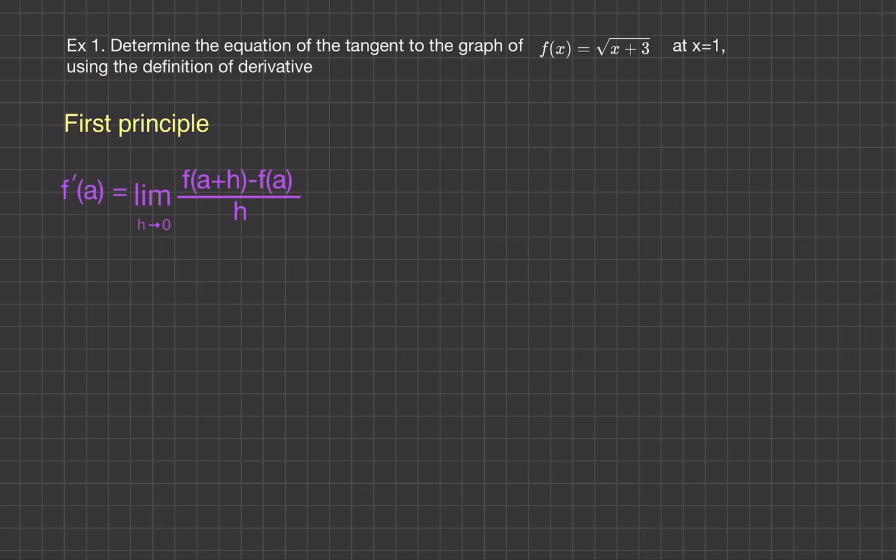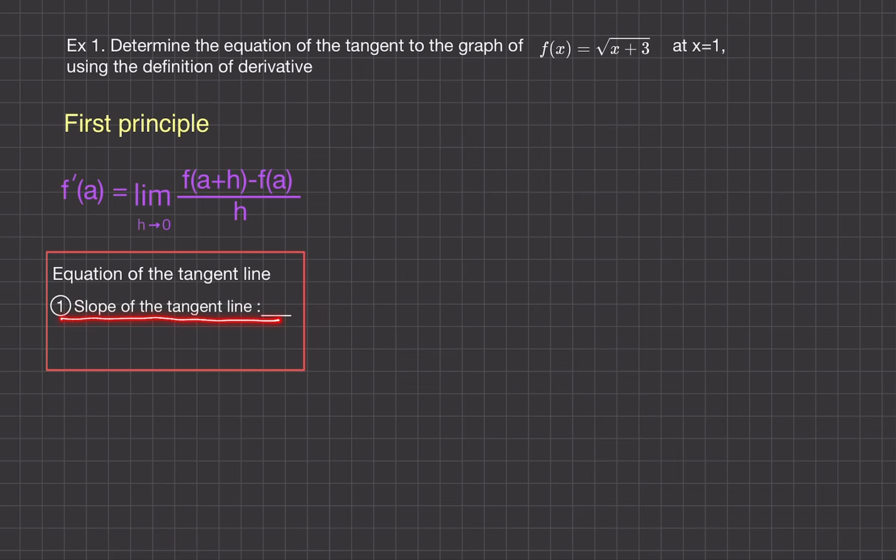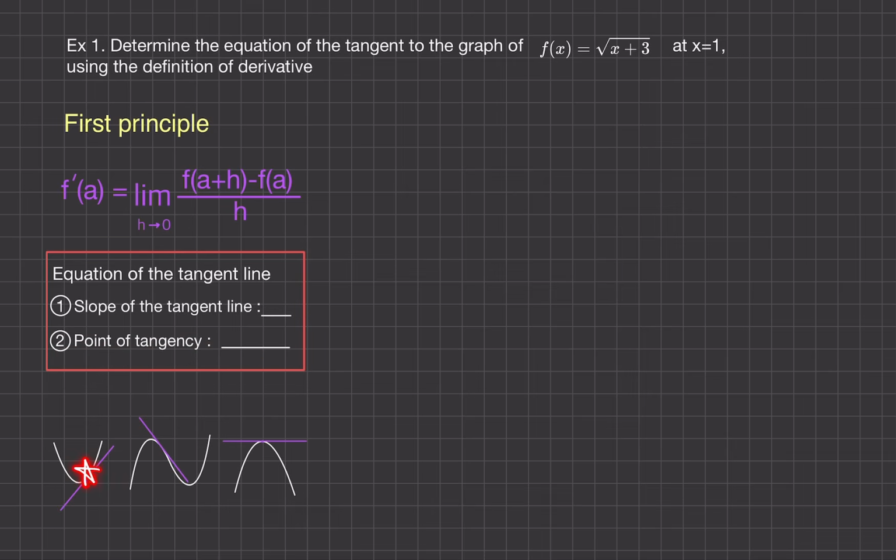To find the equation of the tangent line, we need two things. First, the slope of the tangent line. Second, the point of tangency, where the tangent touches the graph, like this. Let's start with the slope of the tangent line. We will use the first principle. In this case, a equals 1, so we write f prime 1 equals limit as h approaches 0, f of 1 plus h minus f of 1 over h.